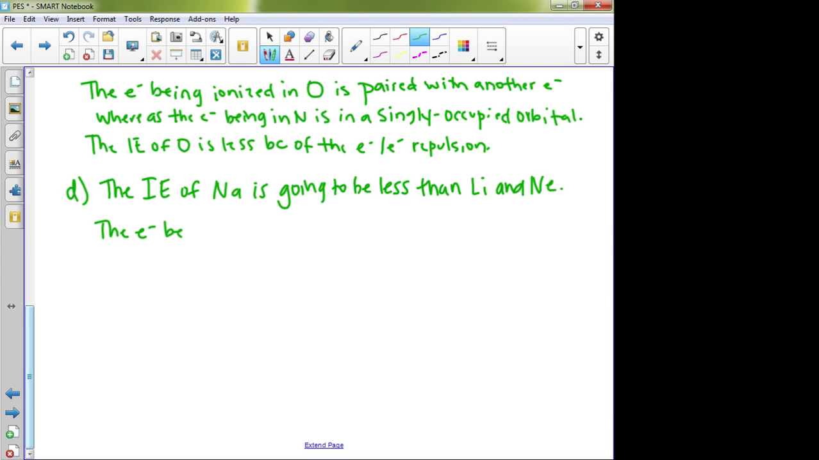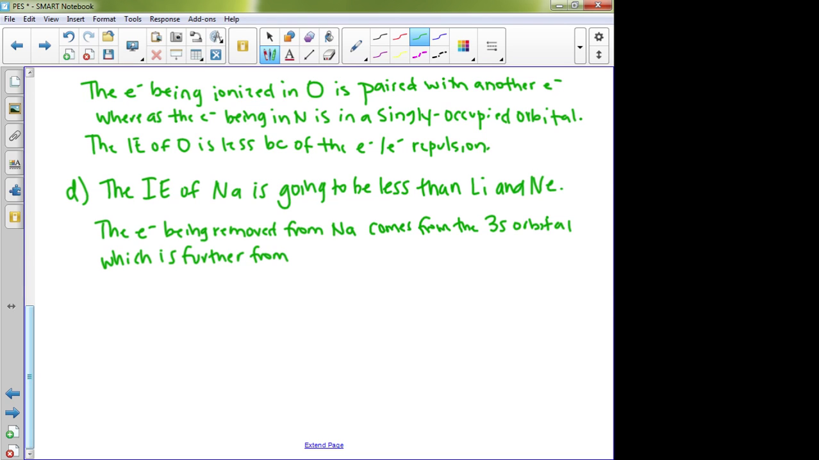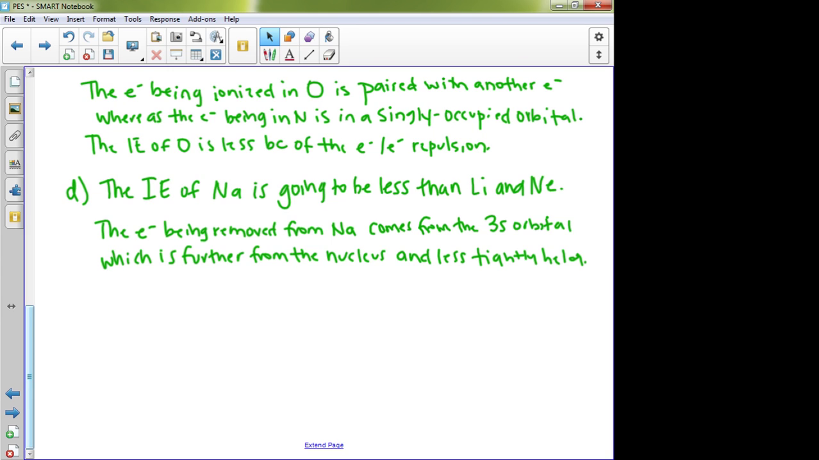The electron being removed from sodium comes from the 3s orbital, which is further from the nucleus and less tightly held. All right, so that's what I would go with for D.